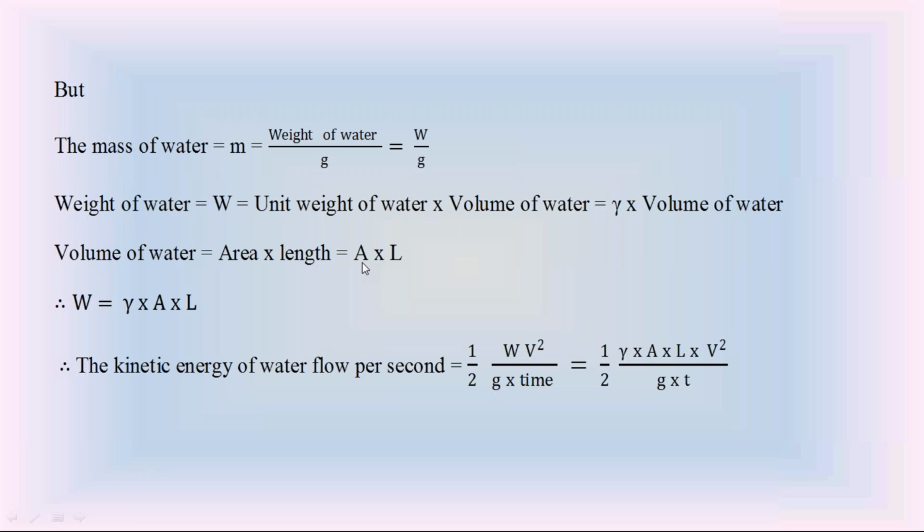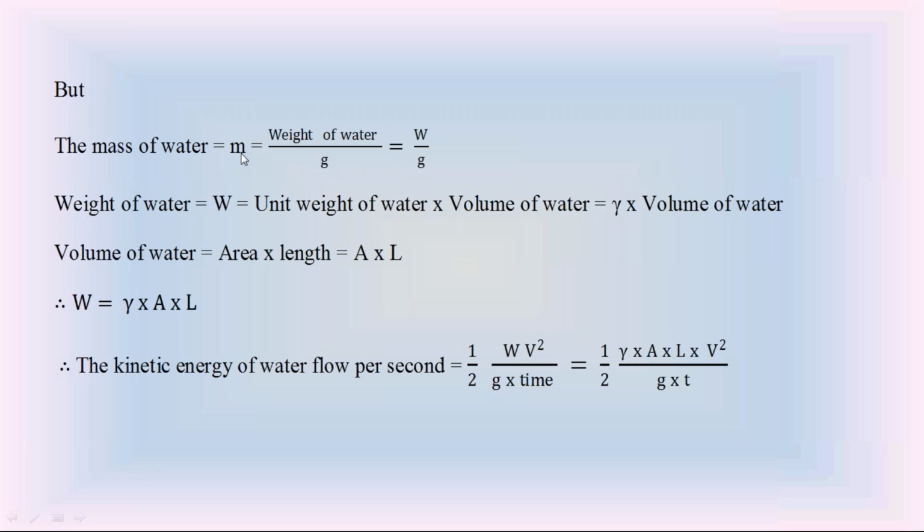So the volume of water is equal to area of water A, the wetted area, into L. So substitute this volume as area into length here. If the volume of water is written as area into length, the weight of water W is equal to gamma into A into L. Gamma is the unit weight of water. A into L is the volume of water. A is the area of water flow. L is the length of water flow.